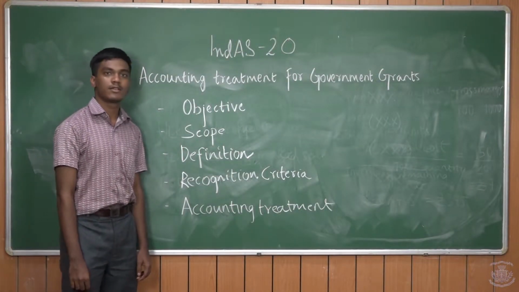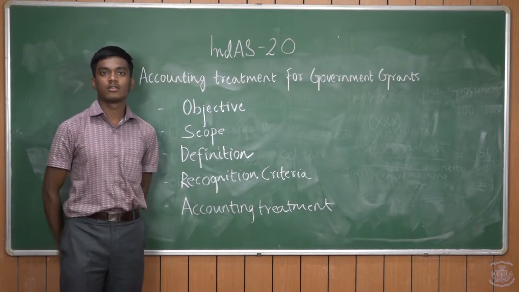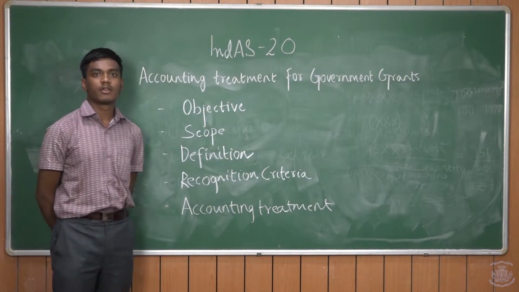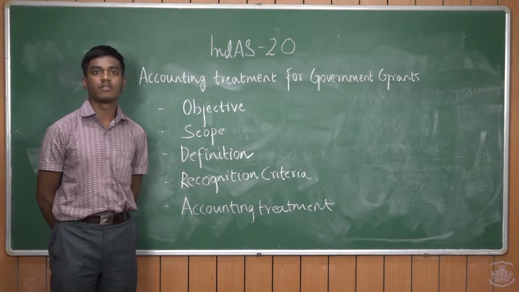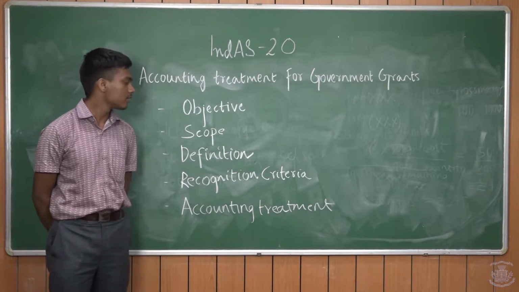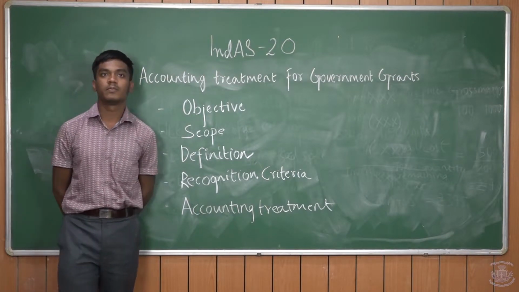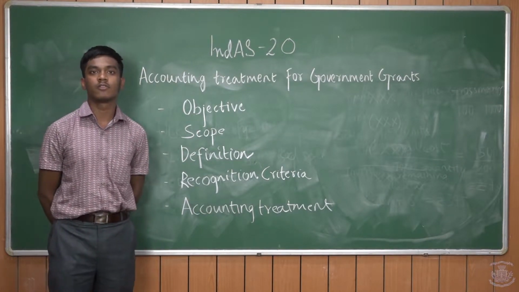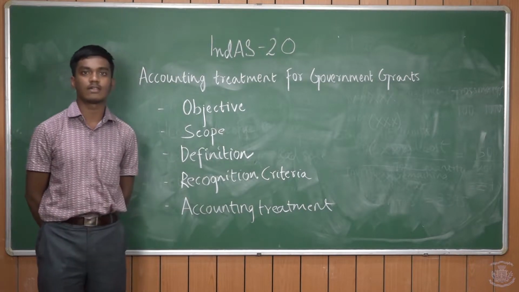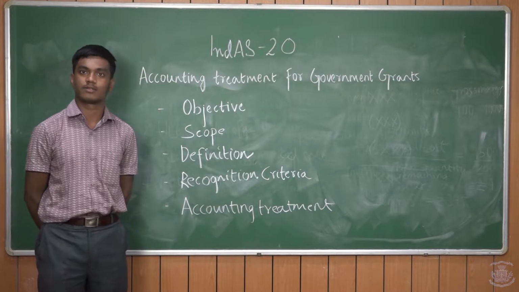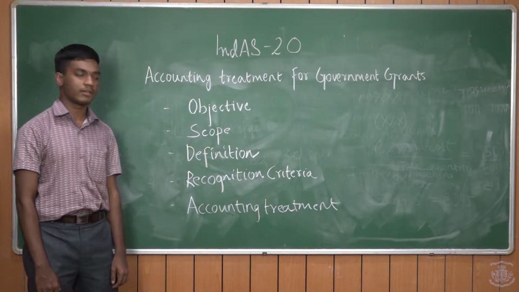Next thing is recognition criteria for disclosing government grants in the financial statements. So the first condition is the entity should have reasonable assurance in the fulfillment of all the conditions for recognizing government grant in the financial statements. And the second condition is there must be no uncertainty in the ultimate collection of government grants. Provided that both the conditions are satisfied, an entity can go forward in recording the government grants in the financial statements. So now let's discuss about the accounting treatment.